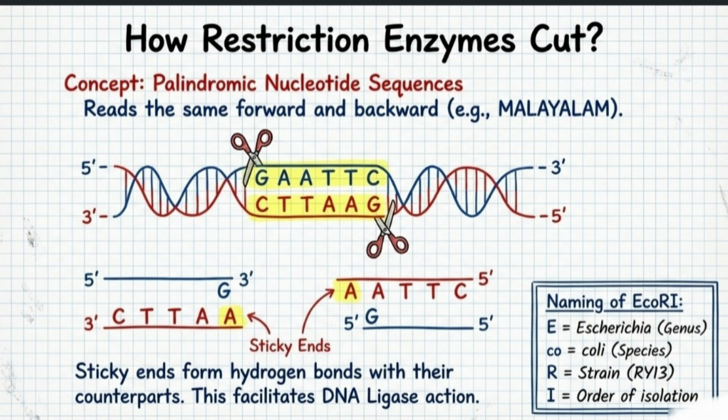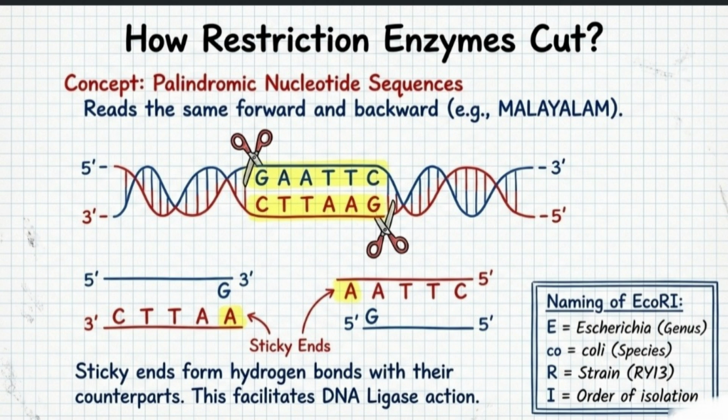Next topic is how restriction enzymes cut. Have you ever wondered how restriction enzymes cut DNA? Let's understand the concept of palindromic nucleotide sequences. A palindromic sequence reads the same forward and backward, just like the word Malayalam. For example, look at this DNA sequence. 5' GAATTC 3', 3' CTTAAG 5'. Notice something? When read in the 5' to 3' direction on both strands, it reads the same. That's why it is called a palindromic sequence.